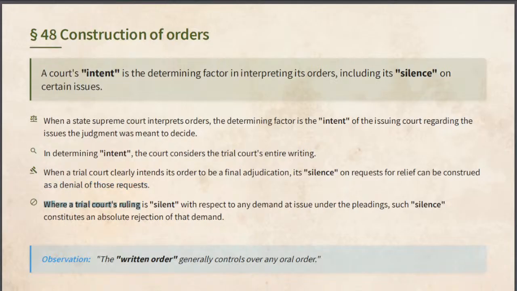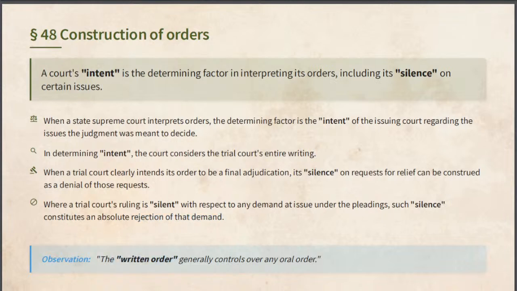Where a trial court's ruling is silent with respect to any demand at issue under pleadings, such silence constitutes an absolute rejection of that demand. So that's interesting there. The court's silent. When a trial court's ruling is silent, that's a ruling, with respect to any demand at issue under the pleadings, such silence constitutes an absolute rejection of that demand. That's called the cold shoulder. And our final observation.